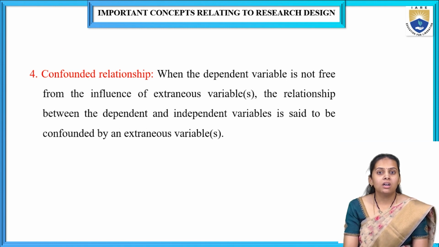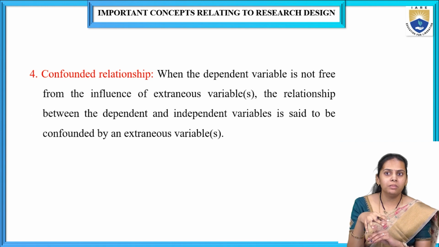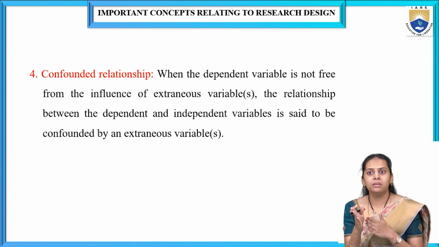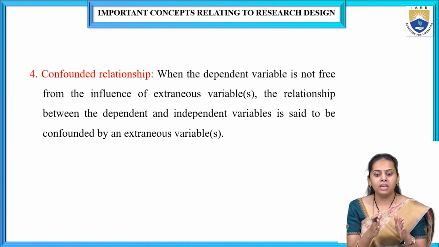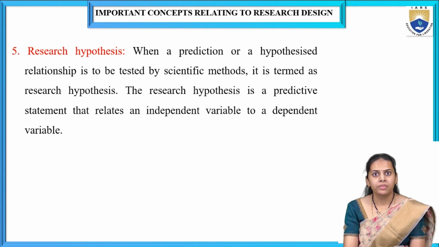And the other one is a confounded relationship. When the dependent variable is not free from the influence of external variables, the relationship between the dependent and independent variables is said to be confounded by an external variable.